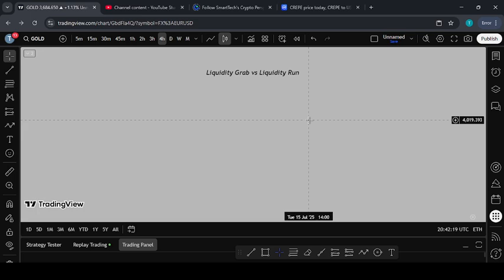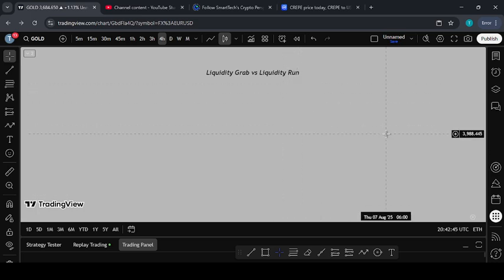Today we'll be talking about something very important: liquidity grab versus liquidity run, so that you can understand the terms and how to use them. I'll just be differentiating them real quick. The major difference between the two is that one is for reversals and one is for continuations.